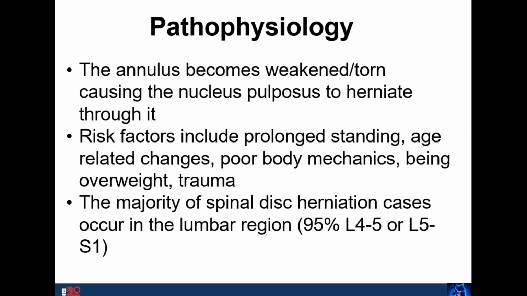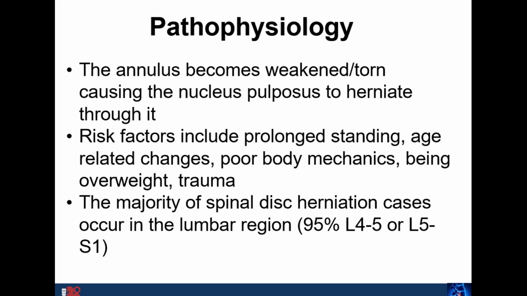So the pathophysiology of these types of conditions is such that the annulus becomes weakened or torn. This is usually due to repetitive trauma. This causes that nucleus pulposus to herniate through it, as I've just mentioned. Risk factors for disc herniations include prolonged standing type of occupations, age-related changes, poor body mechanics, being overweight, trauma, that type of thing.